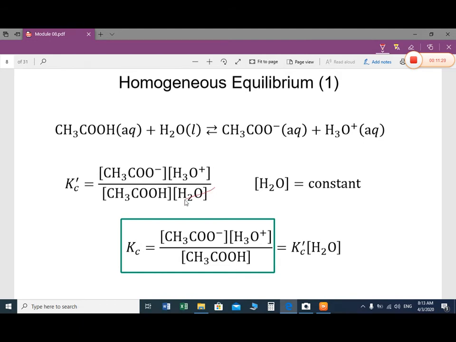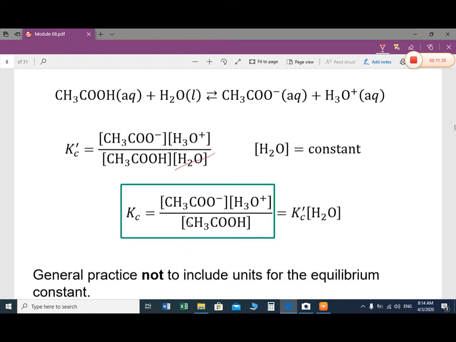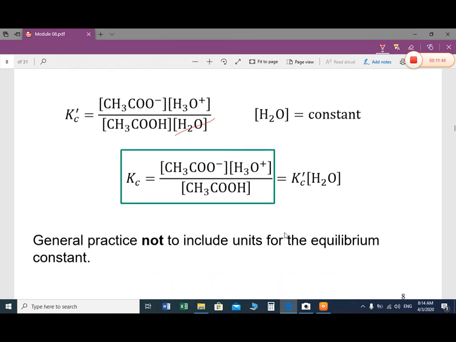Don't include the concentration of pure solid and pure liquid in the chemical equilibrium expression. So this will be the final expression. If you calculate by this equation, your answer will be correct. Because the water is constant, it will be left out of the equilibrium expression.